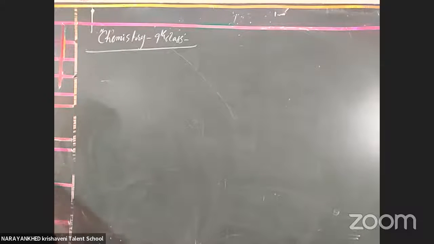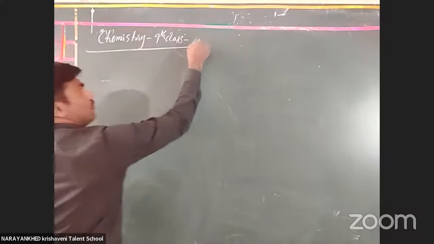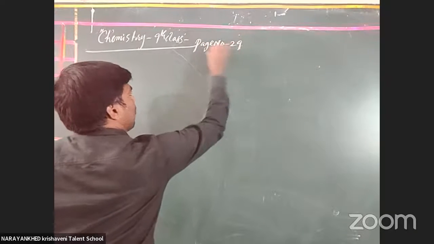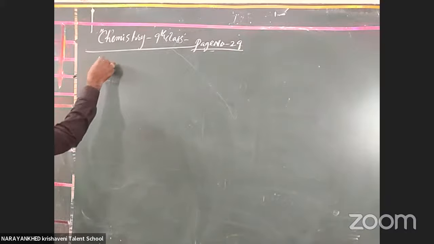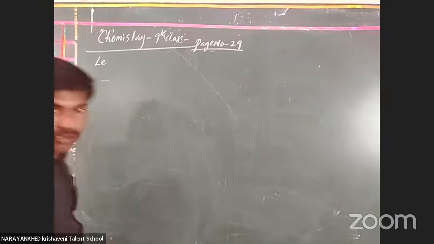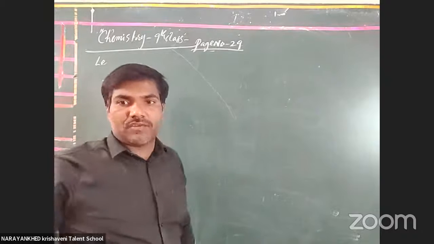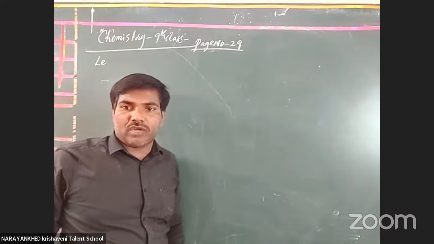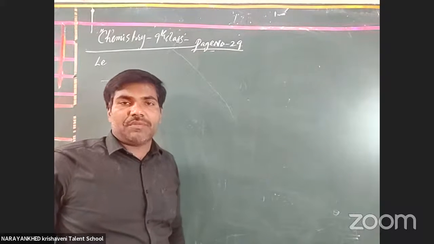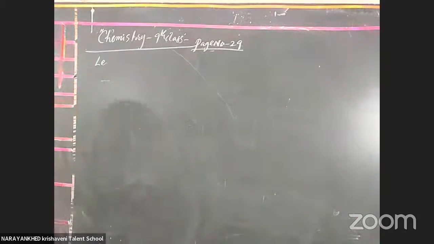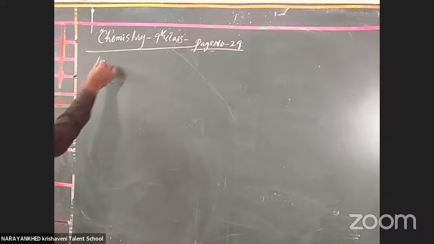All the students, we are at page number 29. The level 2 questions are on molecularity and order of the reactions: second order, third order, first order, half order, zeroth order. We already discussed the synopsis and completed the level 1 questions. We are doing the level 2 and level 3 questions today, and now the level 2 questions.